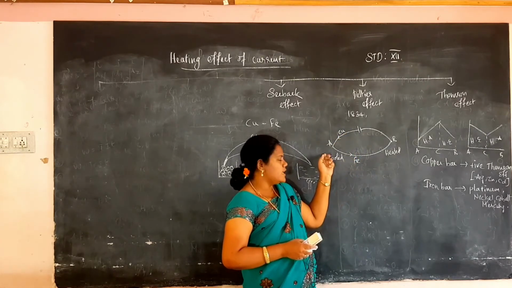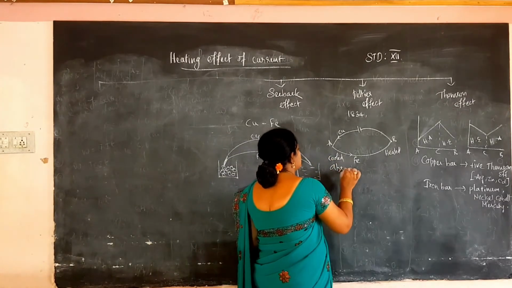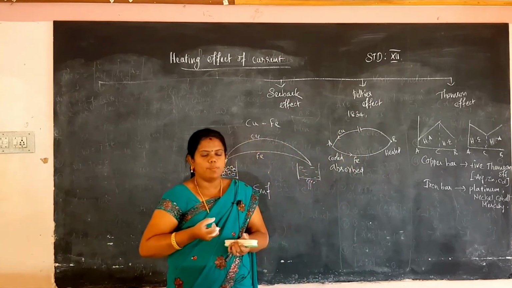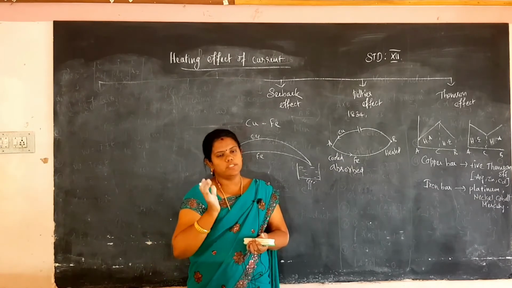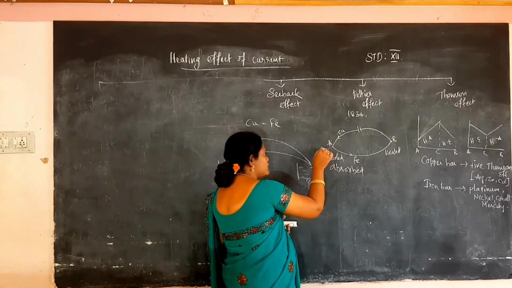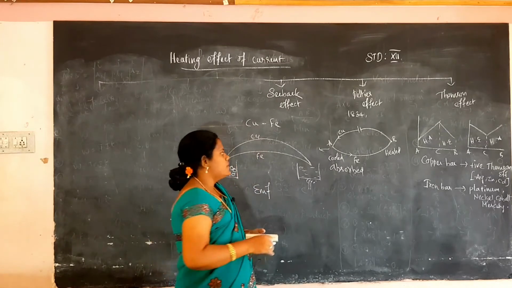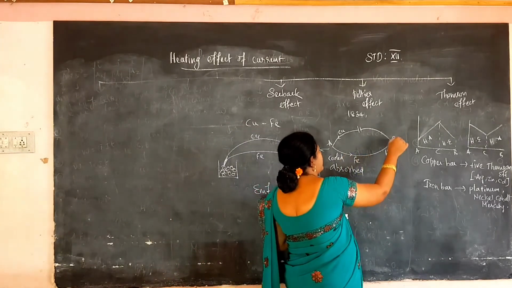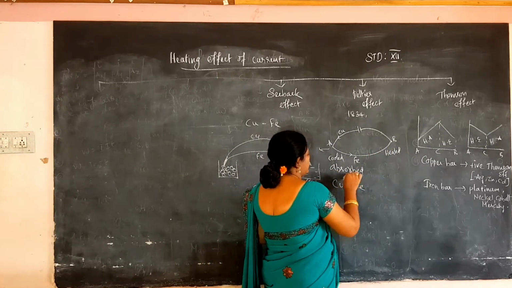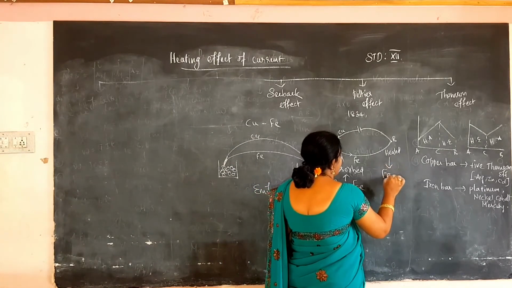At junction A, the heat will be absorbed when the current flows from copper to iron. At that time, the junction will be cooled, since the heat energy is reduced. Because heat is absorbed, the junction is cooled. Then the current flowing from iron to copper, at that junction the heat will be evolved.